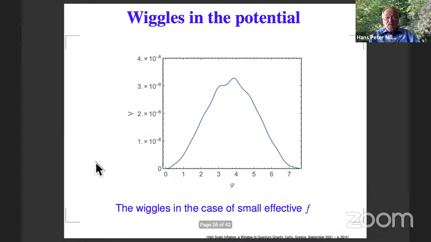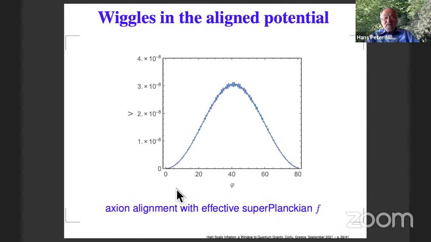So if we have a small effective f, with phi in units of the Planck scale, we can have a nice, rather flat potential going here. There's nothing wrong with sub-Planckian f, but of course, we will have a problem of getting 60 e-folds of inflation. If we have axion alignment, the wiggles will become more important, and phi will be allowed to go beyond the Planck scale. So this is phi, the inflaton, in units of M Planck. If you need some 10 of them, you might still think that this potential is flat enough to roll and give 60 e-folds of inflation.